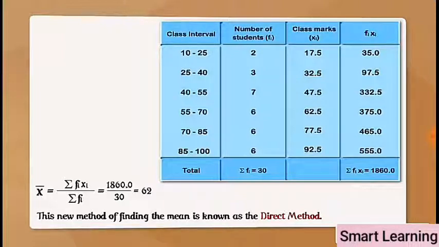Sometimes, when the numerical values of xi and fi are large, finding the product of xi and fi becomes tedious and time-consuming. So for such situations, we use another method of reducing these calculations. Let us try this method.